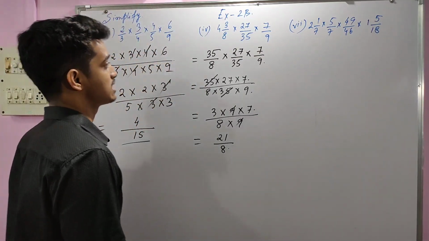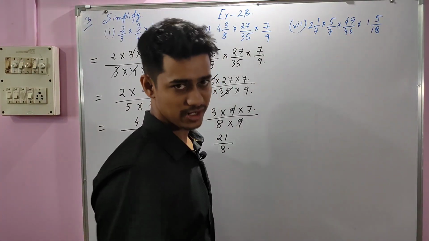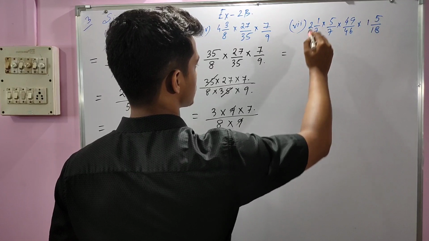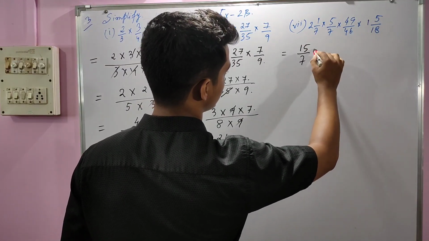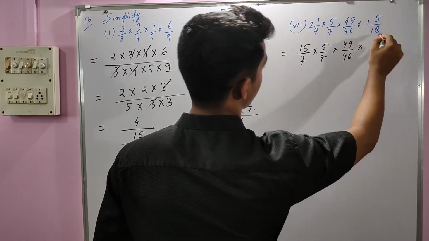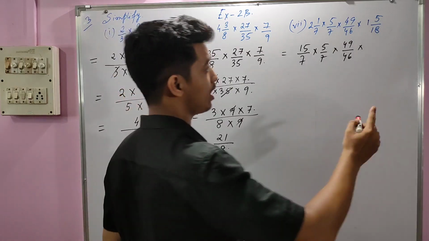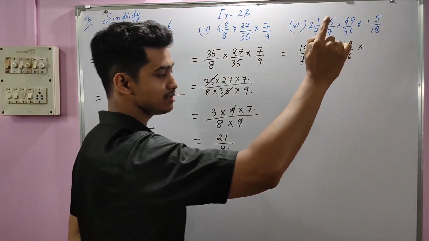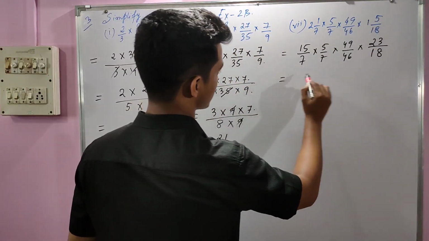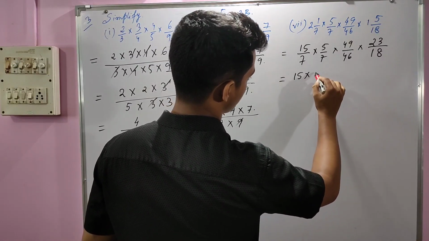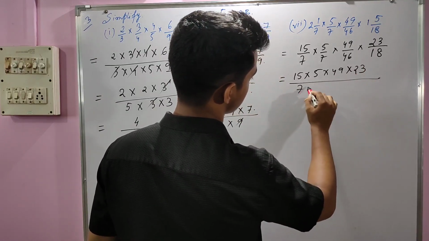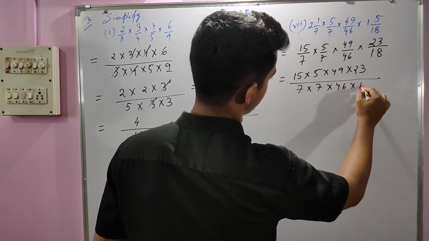Let's just jump into question number 7. Question number 7 is again one mixed fraction is there. Let's just convert it. 7 into 2 is 14. 14 plus 1 is 15 by 7 into 5 by 7 into 49 by 46 into again one mixed fraction, that is 18 into 1 plus 5. So 18 into 1 is 18 plus 5 is 23. 23 by 18. Now the next process is 15 into 5 into 49 into 23 whole divided by 7 into 7 into 46 into 18.